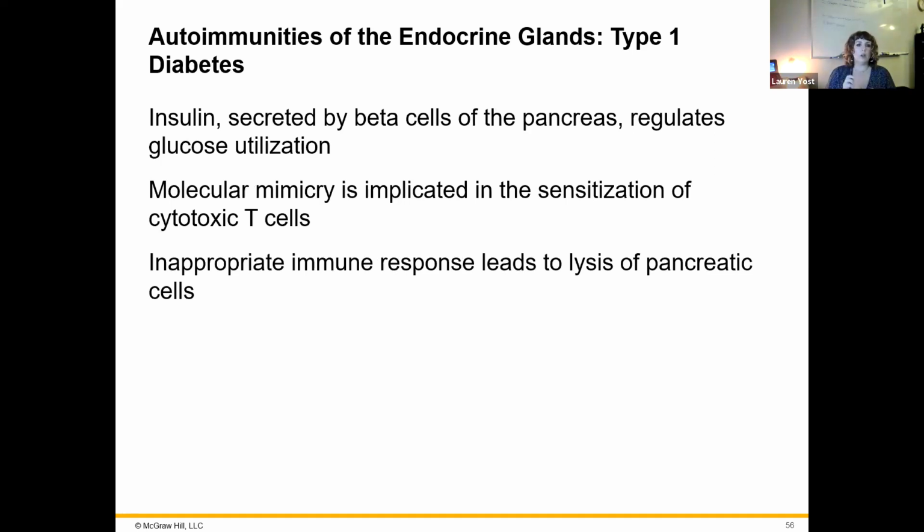Another endocrine gland one is type 1 diabetes. This is a good one to be aware of. So insulin is secreted by beta cells in the pancreas, and that is what regulates glucose utilization, which I'm sure you can imagine is very important because we talked about energy production, right? So it is very important. So molecular mimicry is implicated in the sensitization of cytotoxic T cells. Inappropriate immune response will lead to the lysis, or breaking open, of the pancreatic cells.